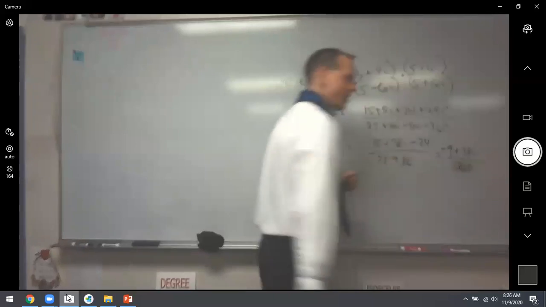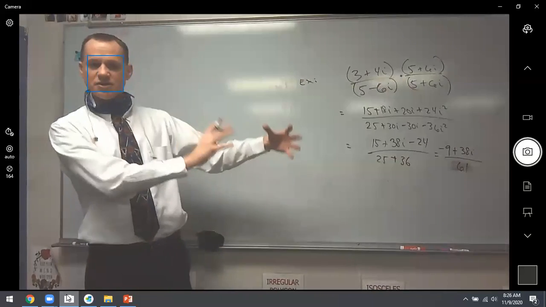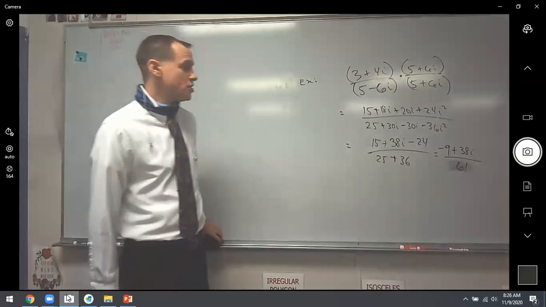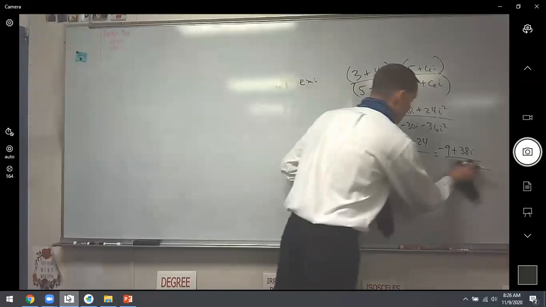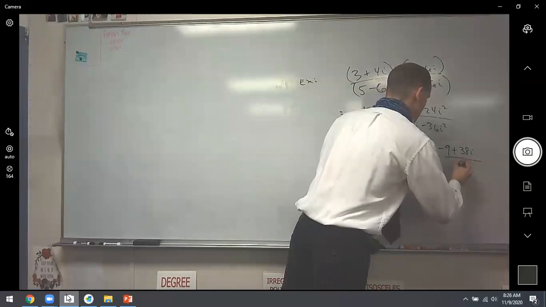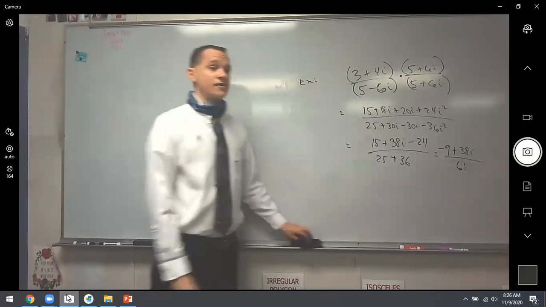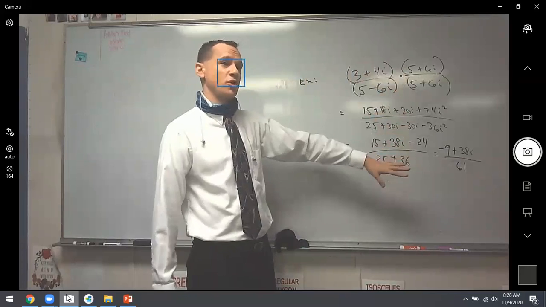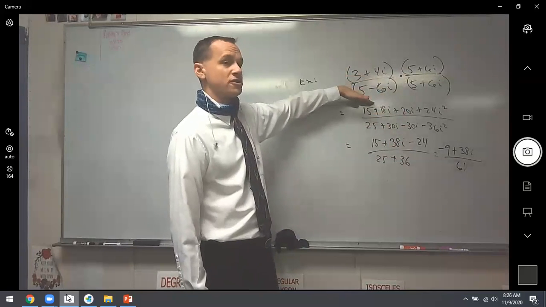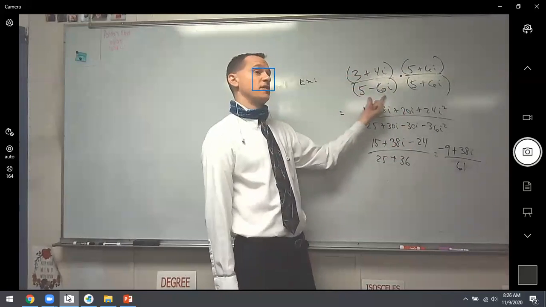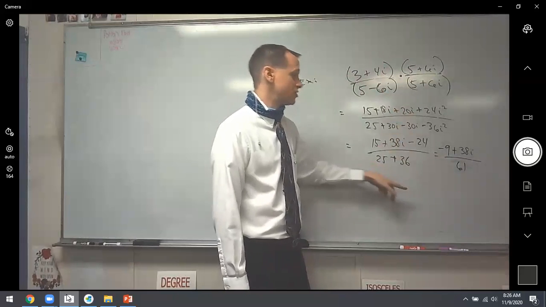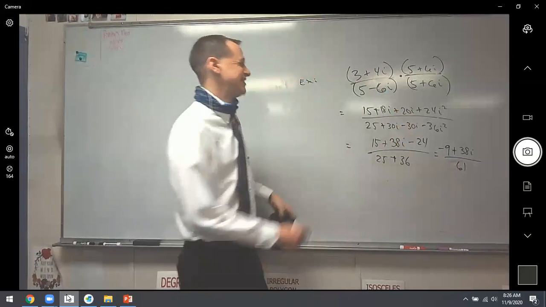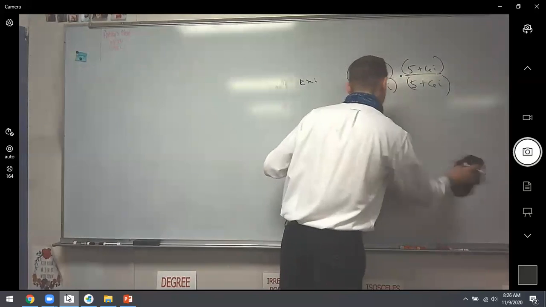And try to always write in that order. Put the real stuff first and the imaginary stuff second. That's the classical way to do it. So here's your answer: negative 9 plus 38i all over 61. The point of doing this is to get the bottom to be pretty. You have a complex number divided by a complex number. You don't want complex numbers on the bottom. So you have to multiply by the conjugate to get 61. Let's try another, because that's a pain in the butt.